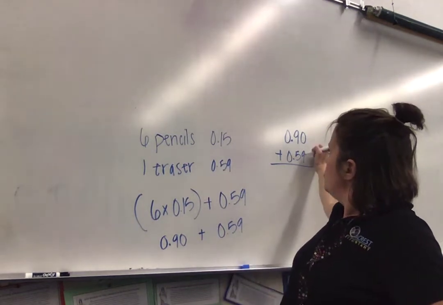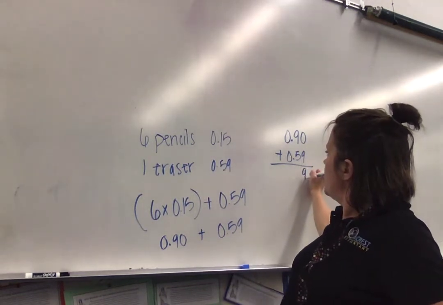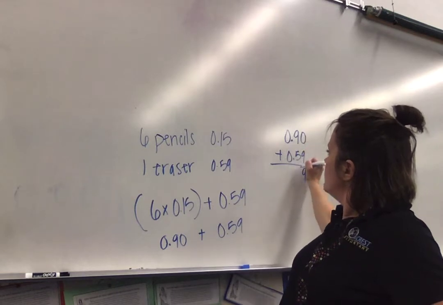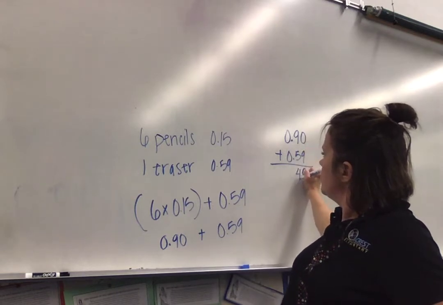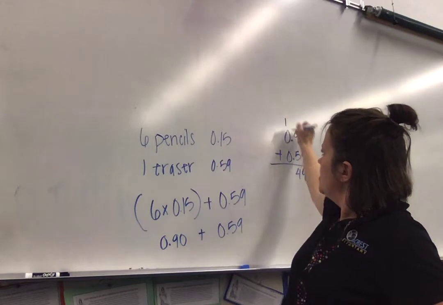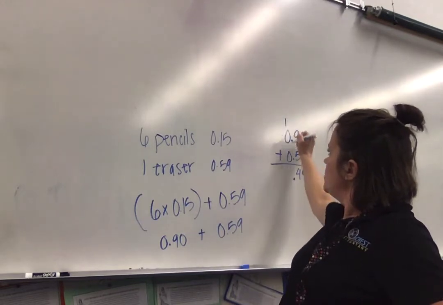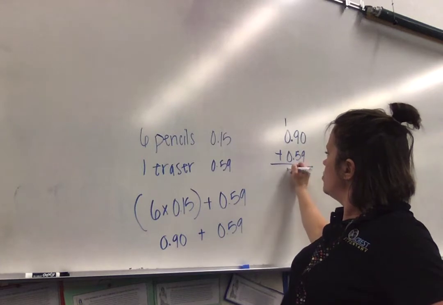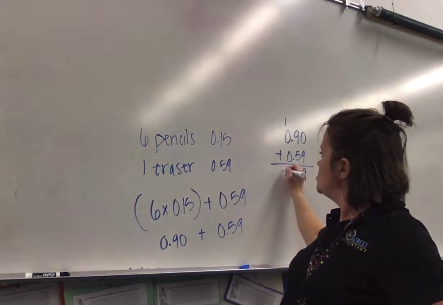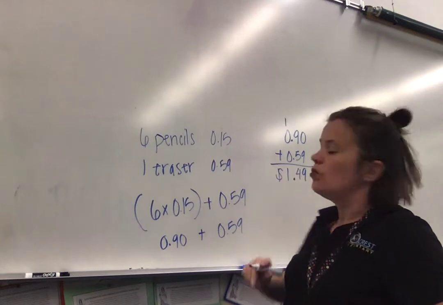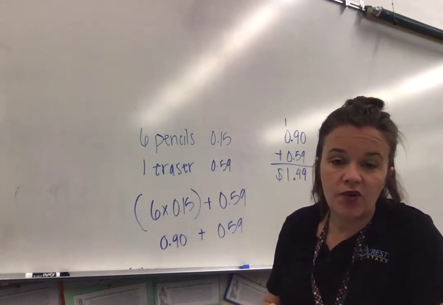So I'm going to add 0 plus 9, and that's going to give me a 9. 9 plus 5 is 14. So I'm going to put a 4 here, carry my 1. I'm going to carry this decimal all the way down. And then 1 plus 0 and 0 is 1. So my total answer to this equation is $1.49, okay?